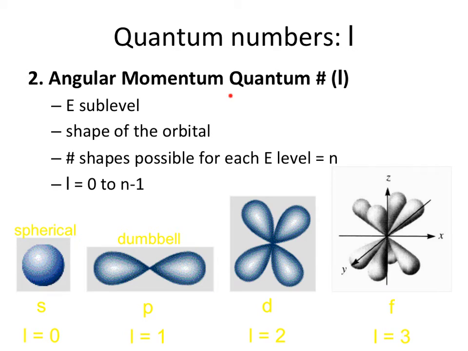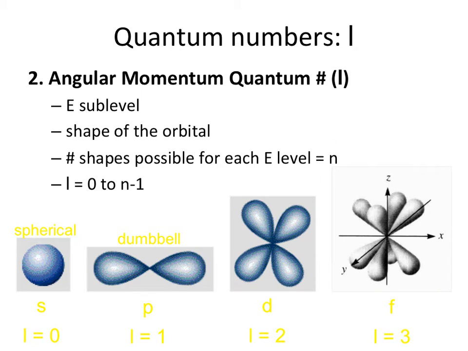So the angular momentum quantum number, or your L quantum number, indicates the energy sublevel. Basically, it's a more specific determination of the orbital type that you are discussing. The principal quantum number indicates the energy level and whatever is correspondingly possible within that energy level. However, the angular momentum quantum number tells you the shape of the orbital. And of course, the number of shapes possible for each energy level is dictated by n.